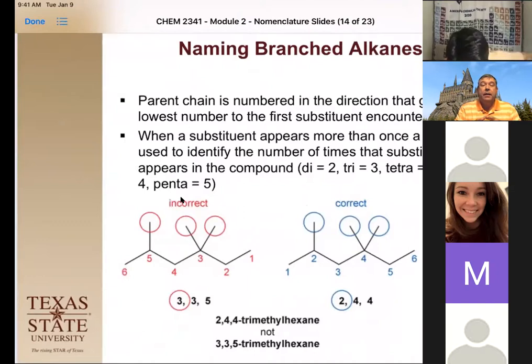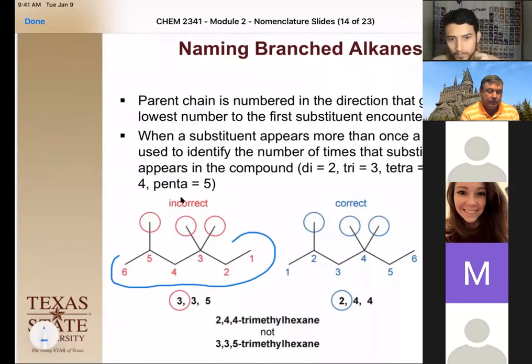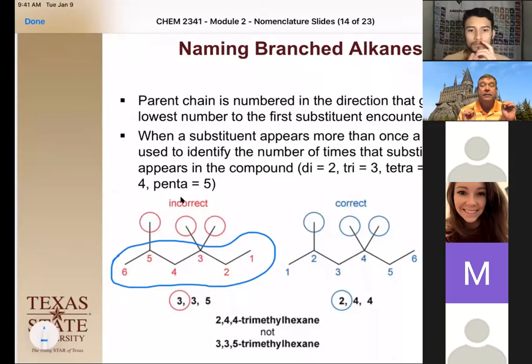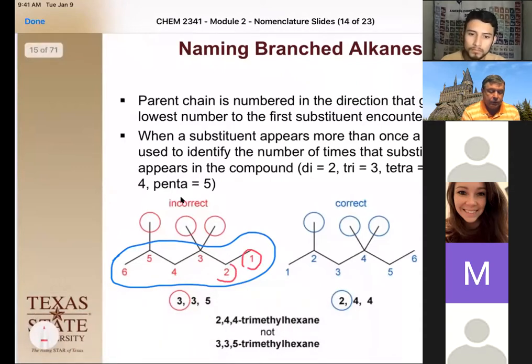When we look at assigning locations, the rule is to try to have the lowest numbers for the locations of all your substituents. So, for example, right here, if we looked at this chain and saw that it was the longest continuous carbon chain, with a total of 6 carbons, but we still had 3 substituents on it, we need to find a location for all 3 of those substituents. So we could number it from one side like this, 1, 2, 3, 4, 5, 6.